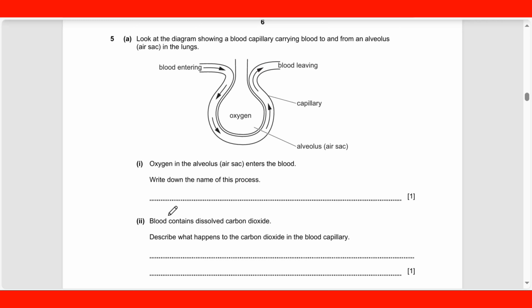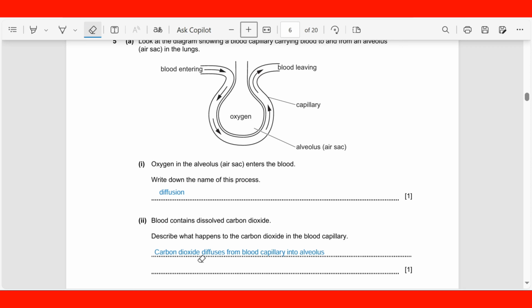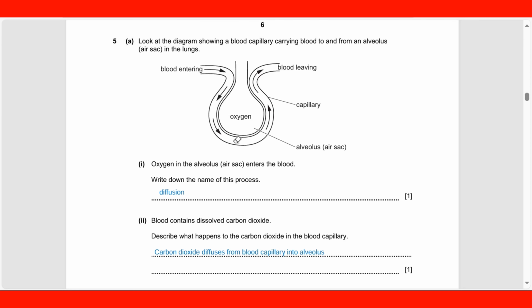Next, 5A part 2. Blood contains dissolved carbon dioxide. Describe what happens to the carbon dioxide in the blood capillaries. Okay, let's check out the answer, guys. Well, carbon dioxide diffuses from blood capillary into alveolus to be removed from the blood.